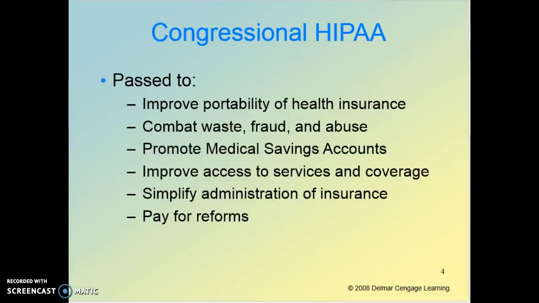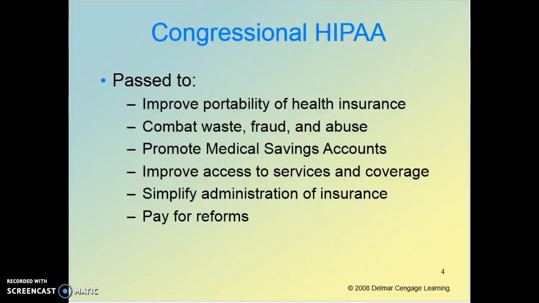So basically, the reason that Congress passed the HIPAA law was to combat fraud, abuse, waste, those types of things. The whole idea is that we are hoping to make things a little smoother, a little bit easier. Those are some of the things that Congress was hoping for from HIPAA.